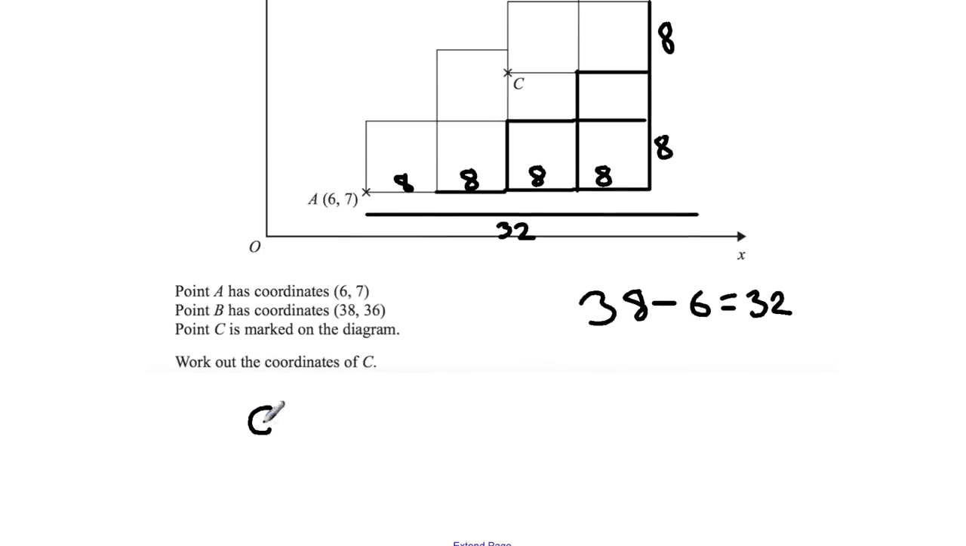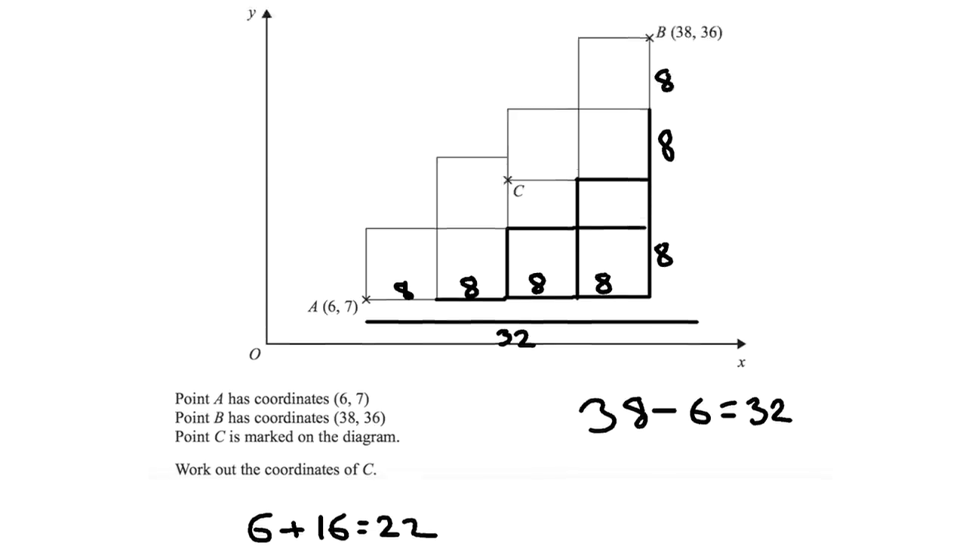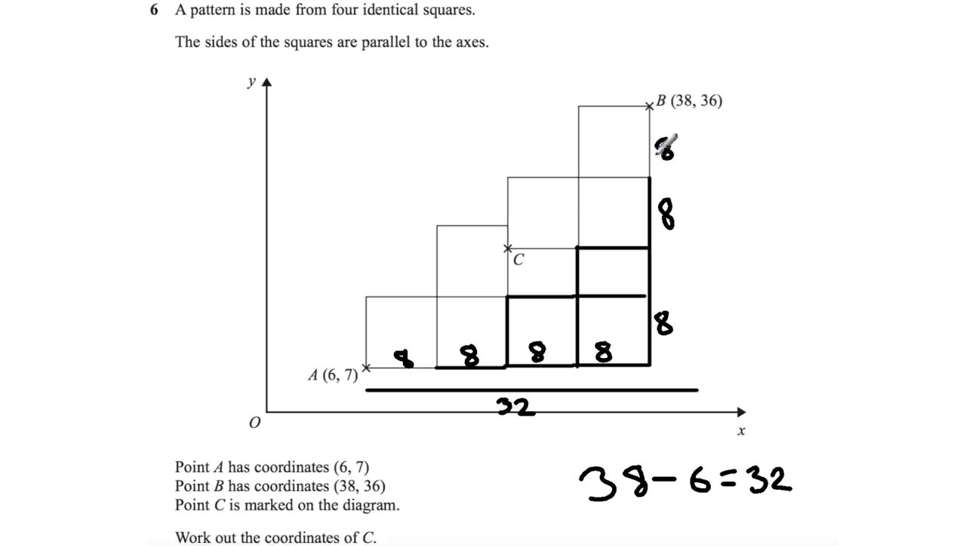So it's 6 plus 16 equals 22. Point C x coordinate equals 22. Bearing in mind the length of each side of the square is 8. From point B, the y-axis, we would therefore need to subtract 2 sides of the length 8. Therefore, the y-coordinate of point C is 20. So 36, subtract 8, and then we're going to subtract it again, which gives us 20.